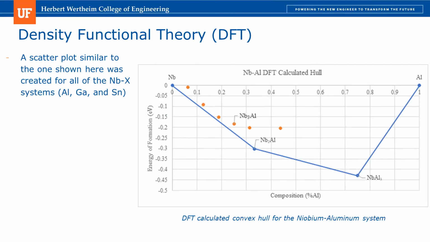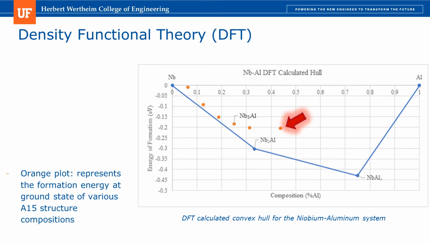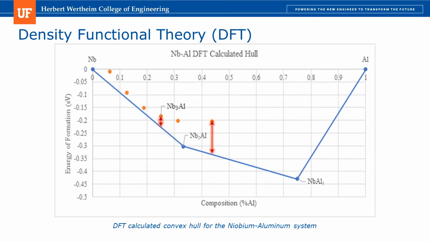Density functional theory, known as DFT, was used to determine the enthalpy of a few competing phases of each system. The blue plot represents the formation energy of the most stable structures of these alloys. The orange plot represents the formation energy of various A15 structure compositions. The farther the orange plotted points are from the blue convex hull, the more unstable the configuration is. From these plots, we determined that our focus should be on A15 alloys with a greater niobium fraction.